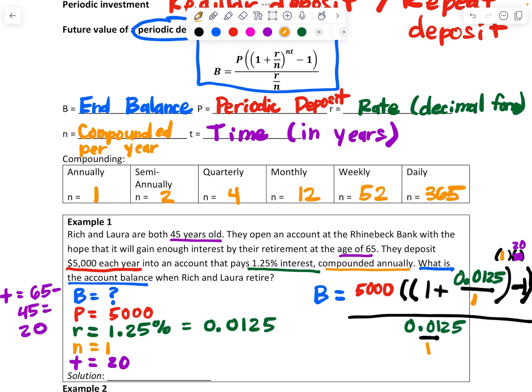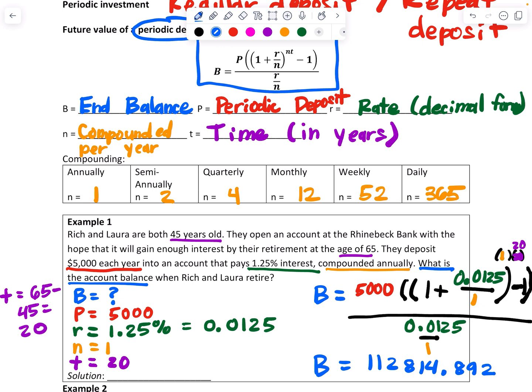Okay, now this is a tricky thing to plug in your calculator. I'm going to tell you right now, grab your calculator and try and type this in. You should get 112,814.892 in your calculator. Try and type it in.